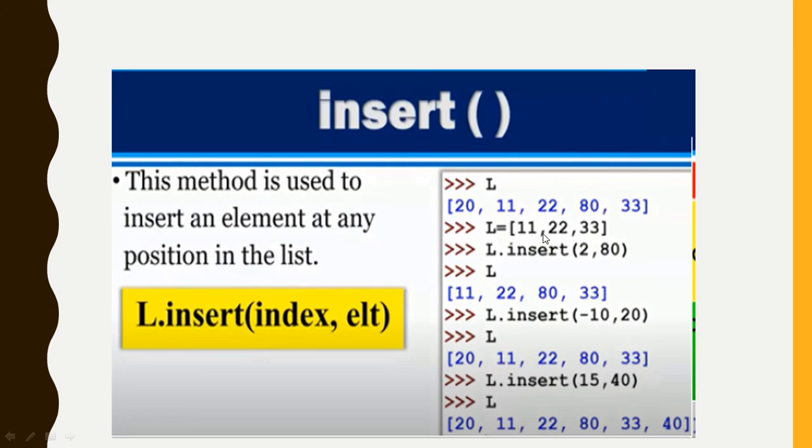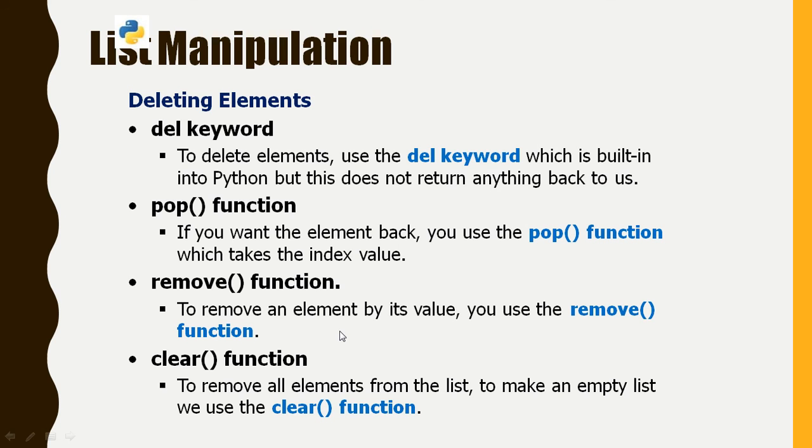Example you can see here. L equal to 11, 22, 33. Insert 2 comma 80. What is the meaning? Indexes 0, 1, 2. In place of index 2, 80 will be inserted. Insert minus 10 comma 20 means the first value will be added as 20. Insert 15 comma 40 means the last value will be added as 40. This method is used to insert an element at any position in the given list. The syntax will be L dot insert, index comma element.